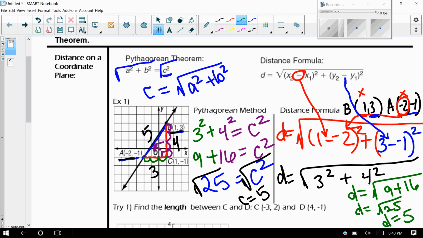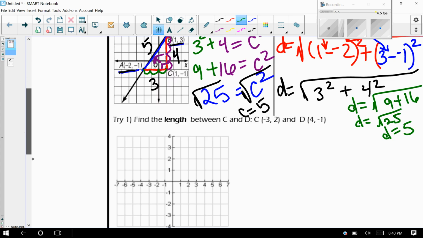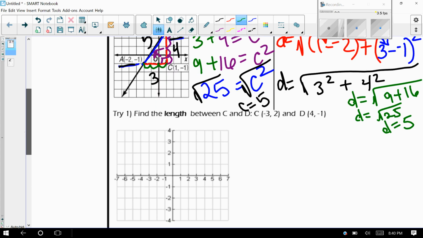So we just did this 2 different ways. In the beginning, this looks a little bit more complicated, but if we do not have a coordinate, an xy axis, the distance formula is going to be our method of choice when we're trying to find the distance between something. Okay.